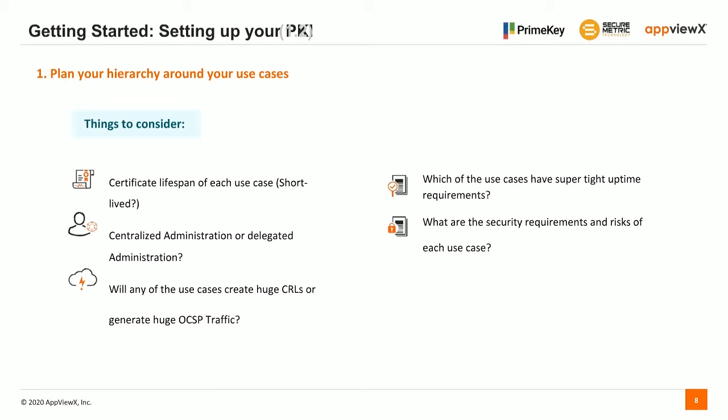And the other thing to consider is, would you go for a centralized or delegated administration of your PKI? Some of the use cases actually require a separate business unit to manage it, right? So you would want to have a system that actually allows you to have delegated administration so that there's some level of autonomy to the business unit that's running their own business cases, right?